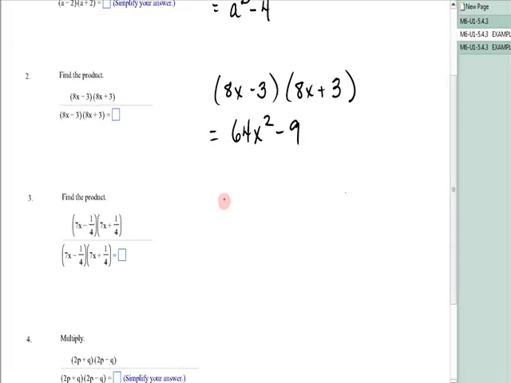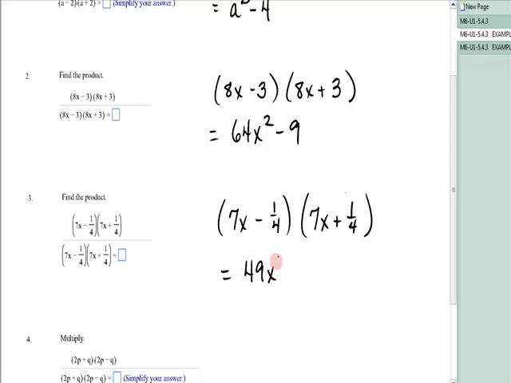The next problem, at first people look at it and go, oh my, I've got to do binomials and I've got fractions in there. But it's not bad because it is a sum and a difference of the same quantities. So, product of the first, 7x times 7x, is 49x squared. Don't care about the outers and inners. Product of the last, negative times positive always gives me negative. The tops, 1 times 1 is 1. The bottoms, 4 times 4 is 16. Not bad.